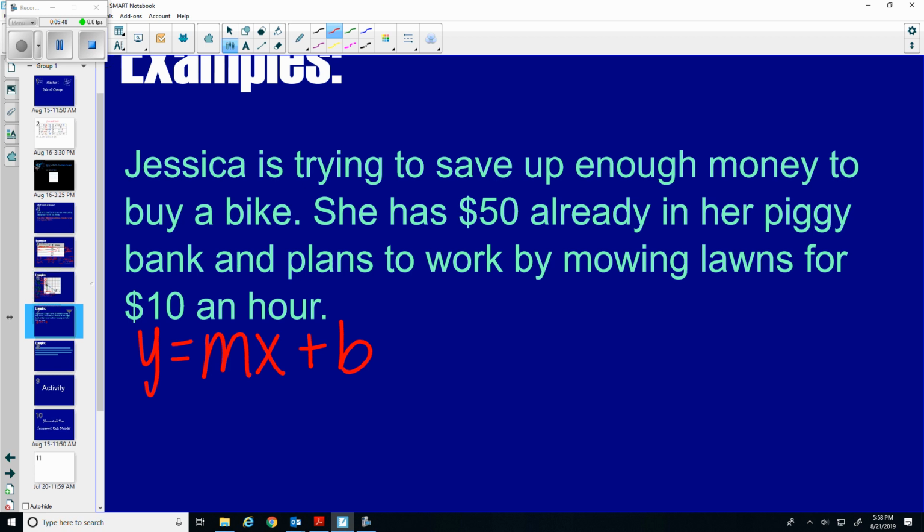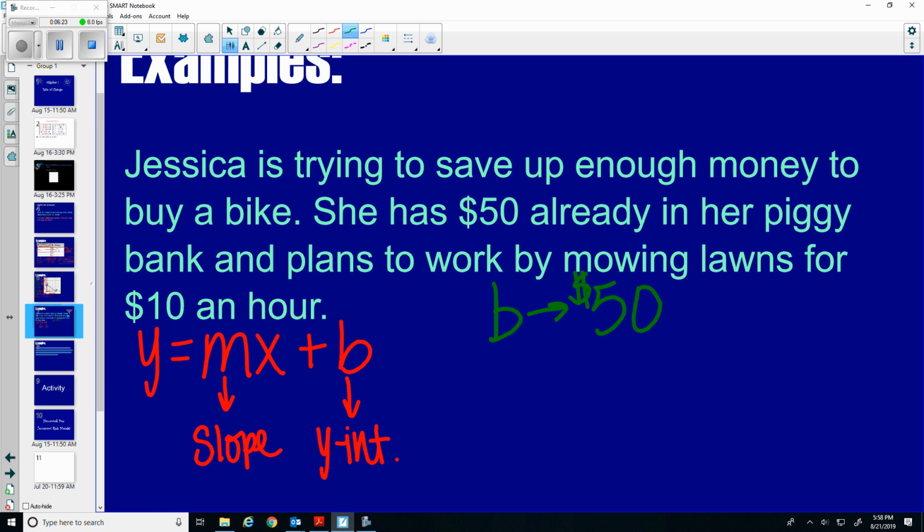My m, remember, is my slope, and my b, remember, is my y-intercept. So if we look here, my y-intercept is, remember, at 0, what do I already have? She hasn't worked at all. She hasn't mowed any lawns. How much money does she already have in her piggy bank? $50. So my y-intercept is going to be $50.